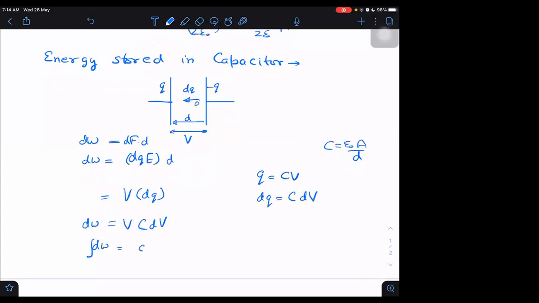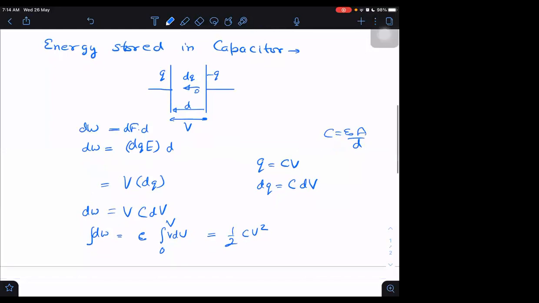What will be the work done? C into V dV, where the potential goes from 0 to the final potential V. Then what would it be? Half CV square. We are getting the work done by the external force equal to half CV square.